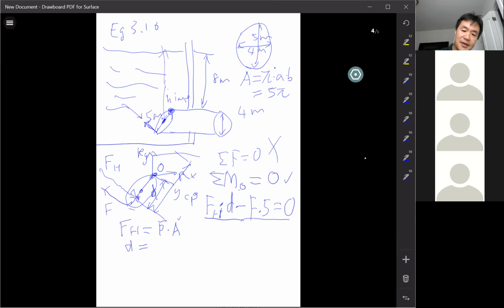Okay. First of all, let's put a letter H here. Gamma water is given times H times 5 pi. Write it down. Gamma is 9800 for water. Okay, not a problem. 5 pi is given. So now find out the H for me. It's not really difficult to find out this H.